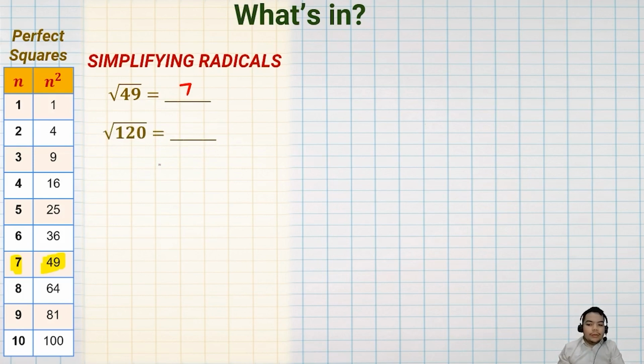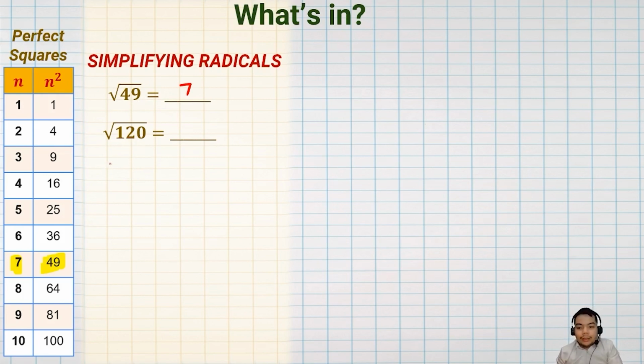Next, as you notice, 120, even if I square 11, that's equal to 121, diba? So 120 is not a perfect square. But our lesson for today is not just getting the roots of a perfect square, but rather simplifying these kinds of radicals. So from the video about completing the square, we've already had this one.